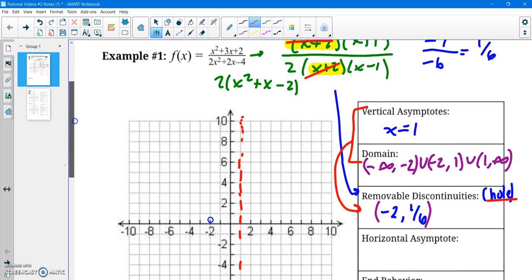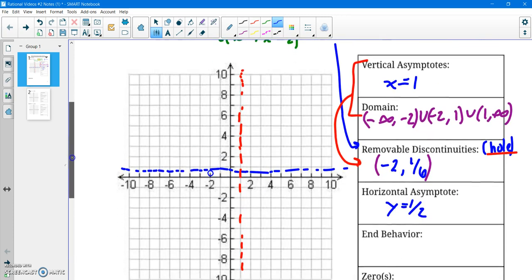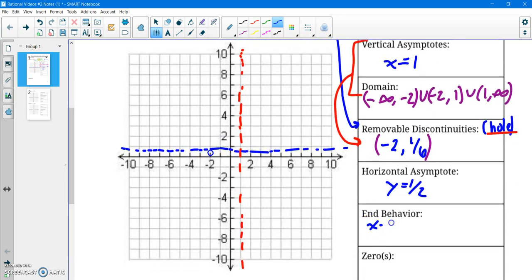Okay? So for my horizontal asymptote, I have the same degree in the numerator and denominator. They're both squared. Invisible 1 there. So my horizontal asymptote is going to be y equals 1/2. So at 1/2, I'm going to have a horizontal asymptote. Stick with me, it's a little hard to write on here. End behavior, well, I have a horizontal asymptote. So as x goes to infinity, my y is going to go to that horizontal asymptote. As x goes to -infinity, my y is going to go to that horizontal asymptote.